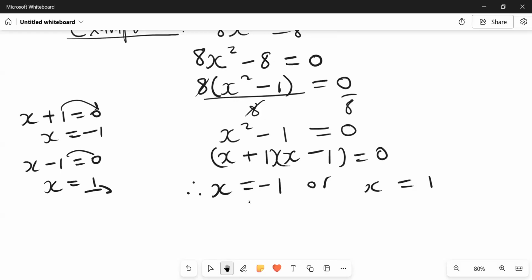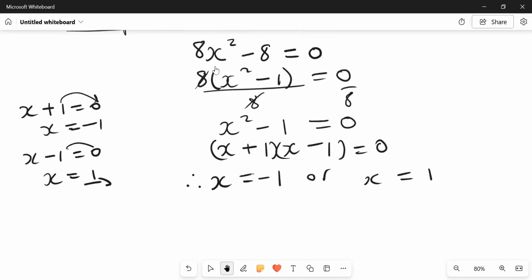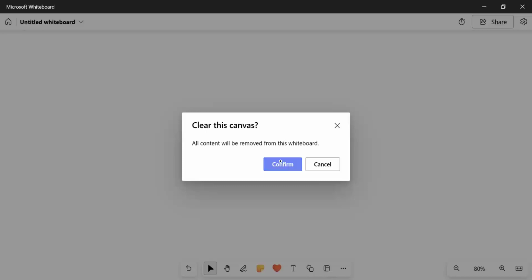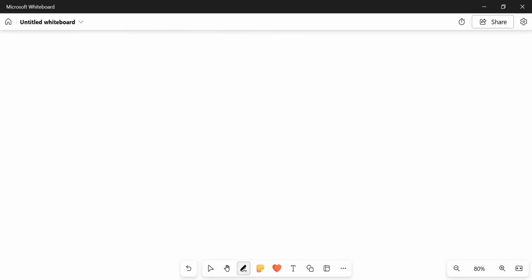Now let's move to the next example. Example number 3. So here we are given x squared plus x equals 20.